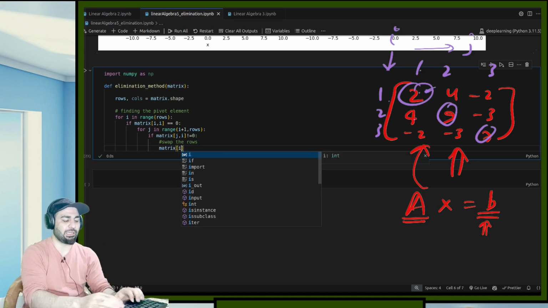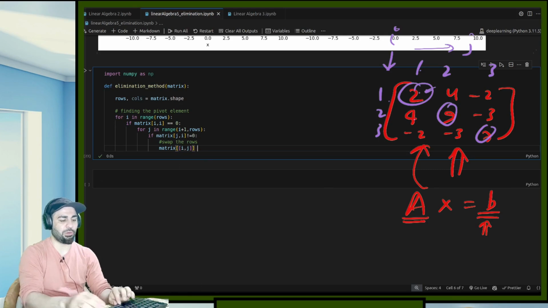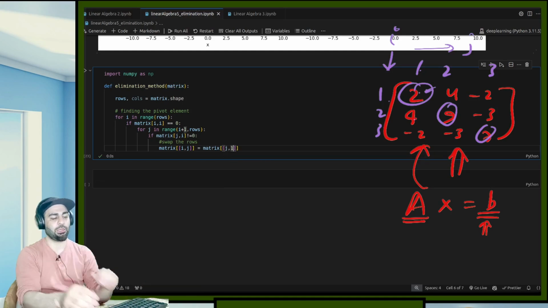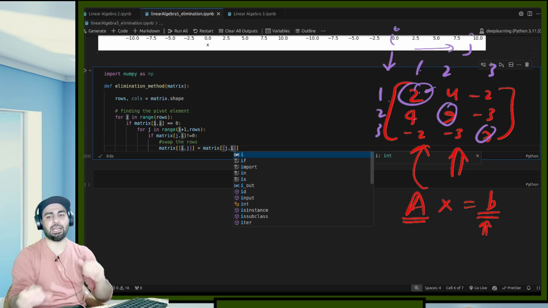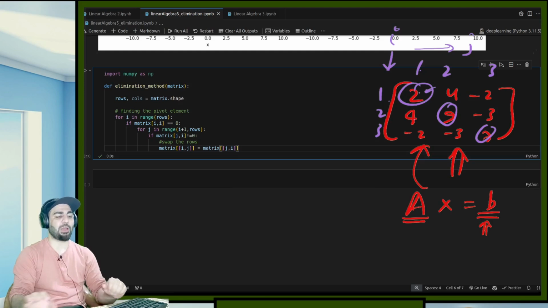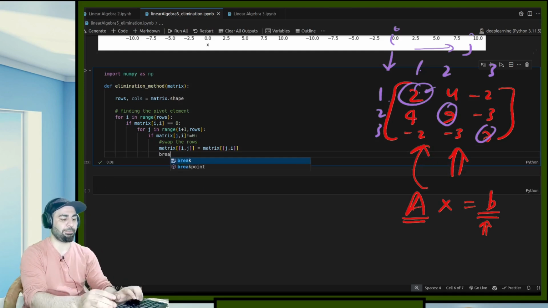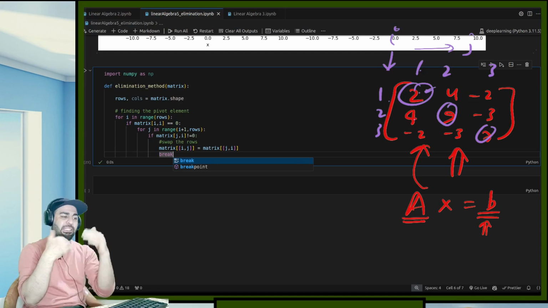How to do that in Python is very easy. Matrix of ij, and you have to swap it with matrix of ji. Basically you are swapping the ith and jth row. And if the swap happened, then you should break. Basically you got the pivot. Now you have the non-zero pivot. If not, then you keep on doing it.